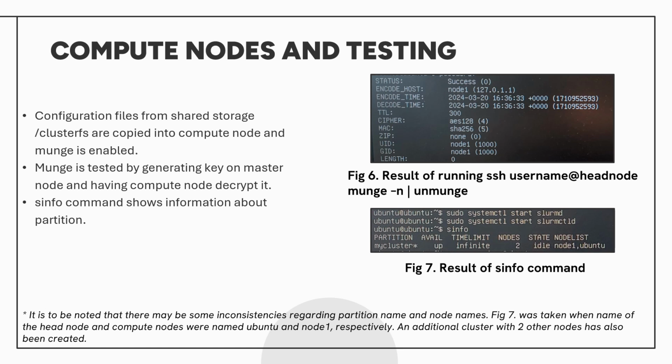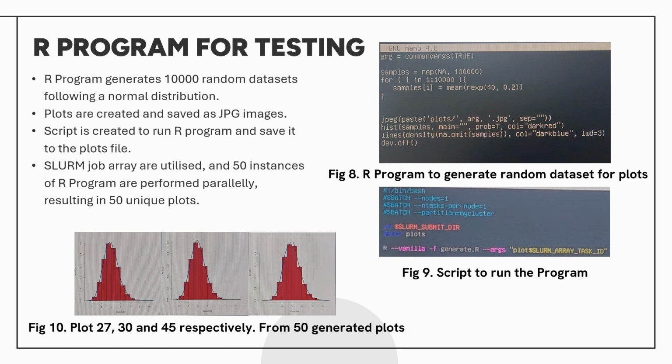The sinfo command is run on the head node. Its results show that a partition was created having two nodes under it, as specified in the configuration file. Finally, an R program is created, which generates 10,000 random datasets following a normal distribution, and density plots are created and saved as JPEG files. 50 instances of the R program are performed in parallel, resulting in 15 unique plots for each job ID.